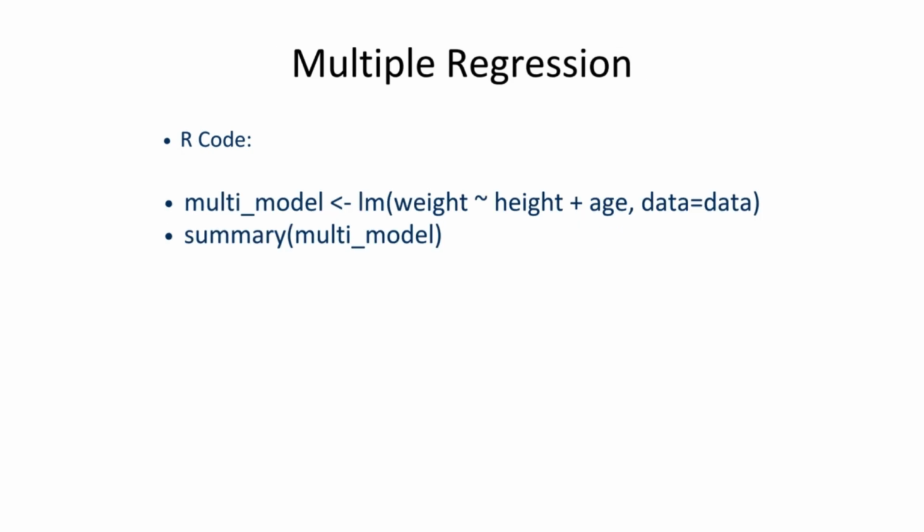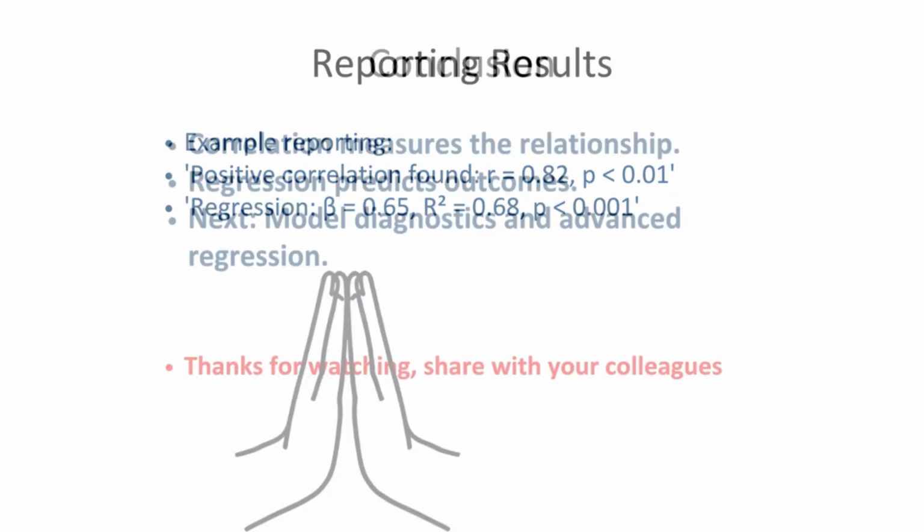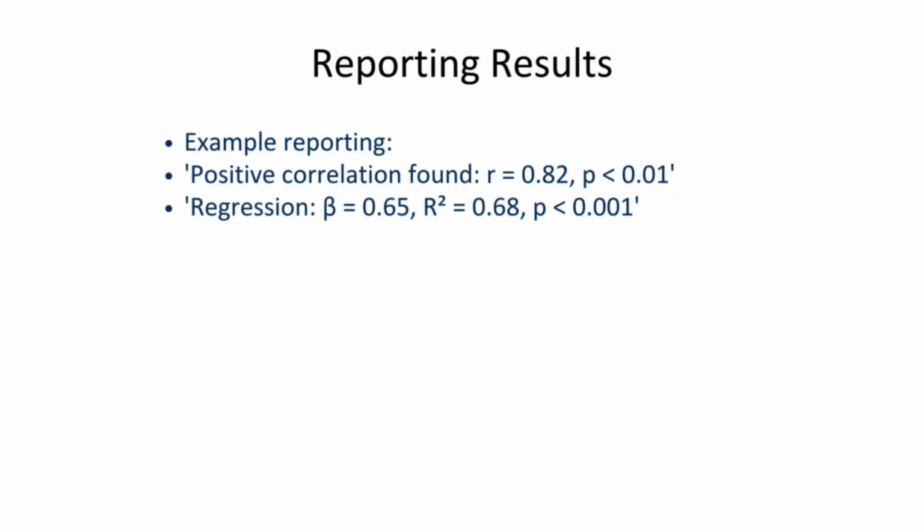In multiple regression, we predict a dependent variable using more than one independent variable. For example, we can predict weight using both height and age. The lm function works the same way with multiple predictors. When reporting results, always include key statistics: the correlation coefficient, regression coefficients, R-squared, and p-values. This ensures your findings are clear, interpretable, and publication-ready.